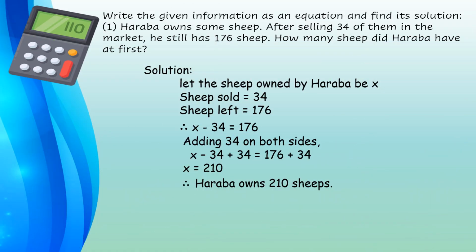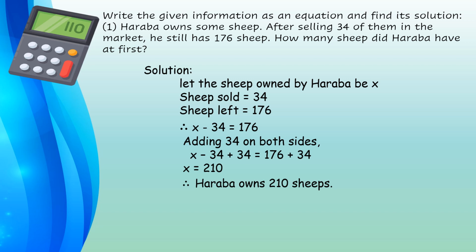Now let's look at some word problems given in your practice sets. The first word problem here is Haraba owns some sheep. Do we know how many sheep? No. So let the sheep owned by Haraba be X. Now from that X sheep, he sold 34 of them. What is left? 176, which is already given.